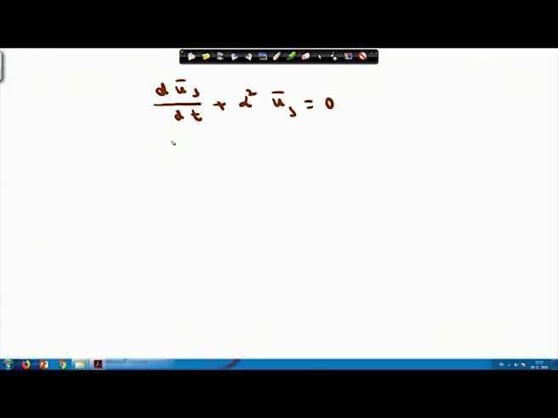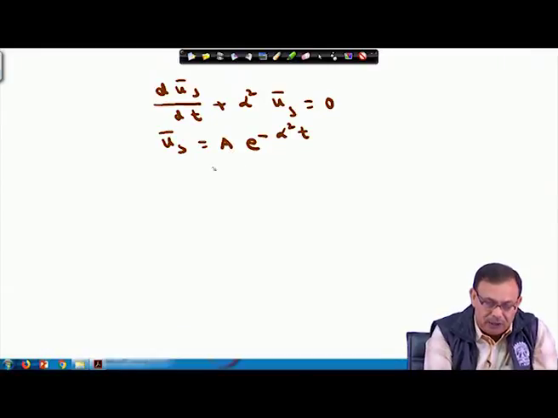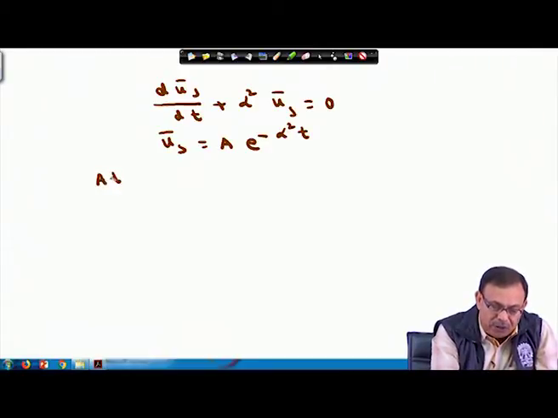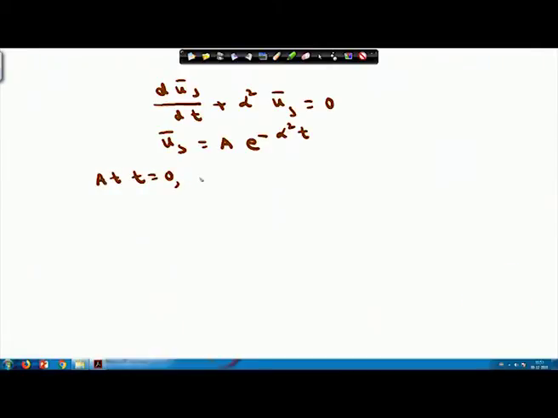And the solution of this one you can directly write down: u bar s equals A into e power minus alpha square t, where A is the constant of integration. Now I have to find out the value of A. What I have to do is, at t equals 0, let us see what happens. What is the value of u bar s alpha 0?